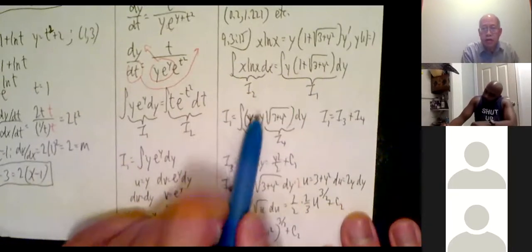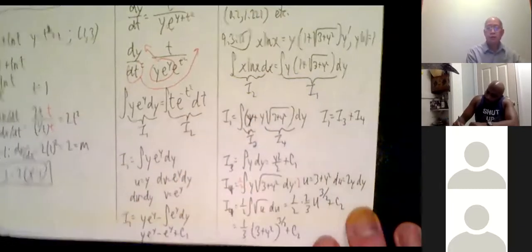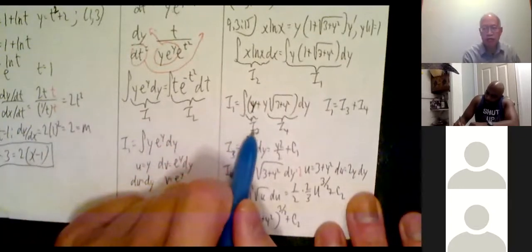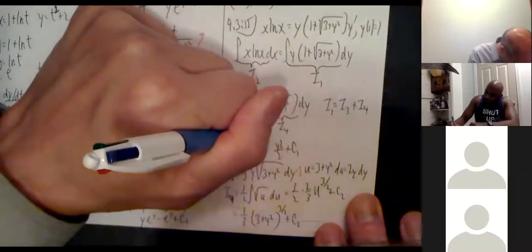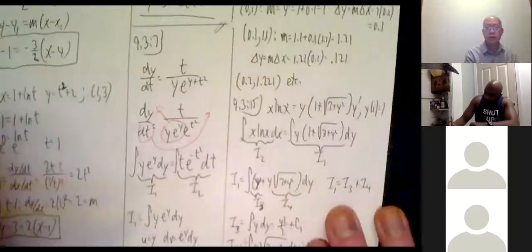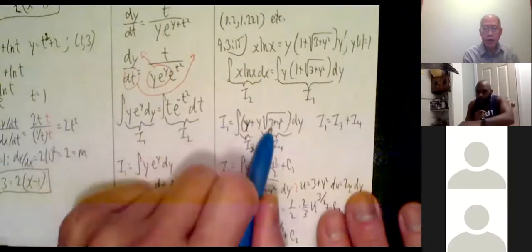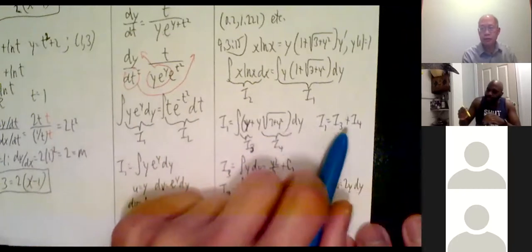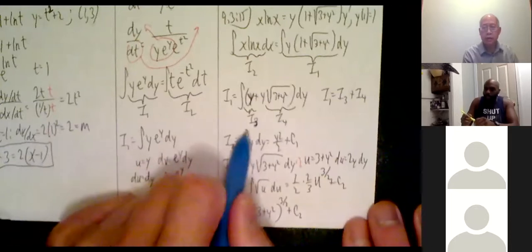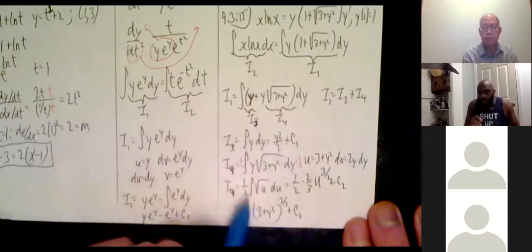If I distribute, it's y plus y radical 3 plus y squared, which itself is two separate integrals. So I'm going to break this up into I3 and I4. So I have I1, I2, I3, and I4. So I1 is I3 plus I4. So I3 is pretty easy. Integral of y dy is 1/2 y squared plus c1.